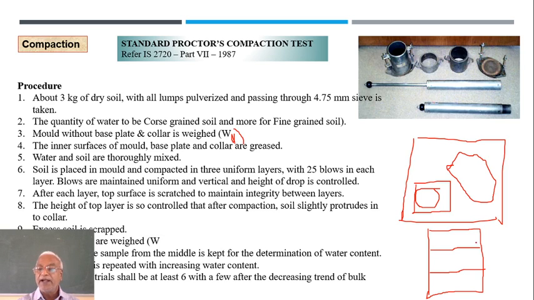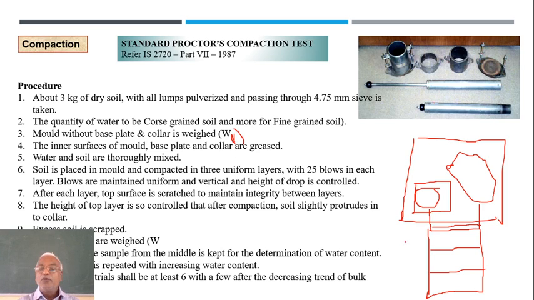So there will be a second layer, and then here there is a collar. Because of that you can add more soil and then again compact. When you compact the third layer, it is written here, the height of the top layer is so controlled that after compaction soil is slightly protruding into the collar. So inside this, very little soil should be there inside the collar. It should not be standing inside the collar to a large extent.